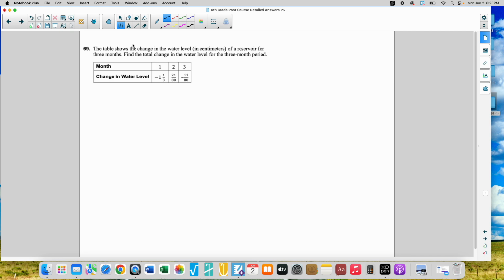The table shows the change in water level in centimeters of a reservoir for 3 months. Find the total change in the water level for the 3-month period. Find the total change for, got it. It goes 1 1/3. So we can look at this visually, negative 1 1/3. Here's 0 to 21/80.